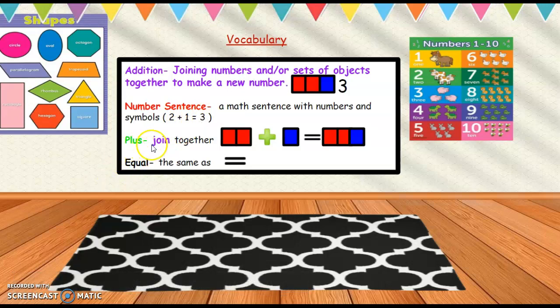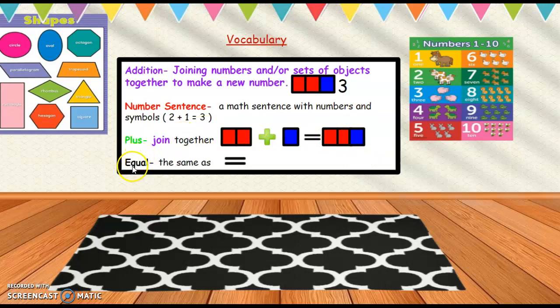Plus means to join together, okay? So, for example, this is a plus sign. If you remember when we had our two red blocks and we joined our one blue block, this plus sign just means that we need to join both groups together, okay? And equals 3. We joined our two red blocks and our one blue block together.